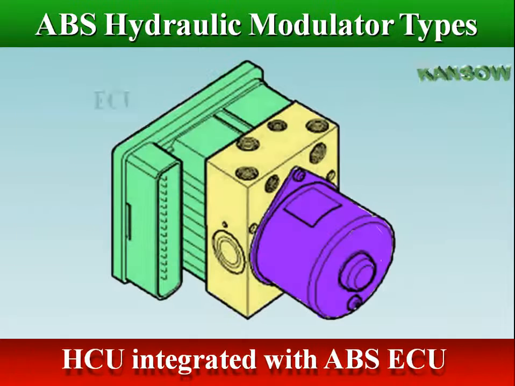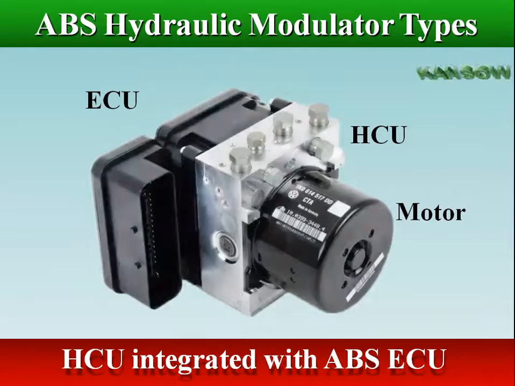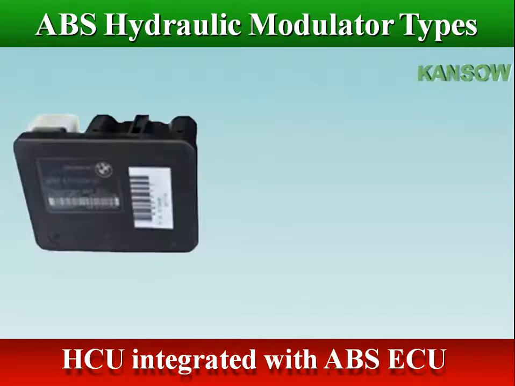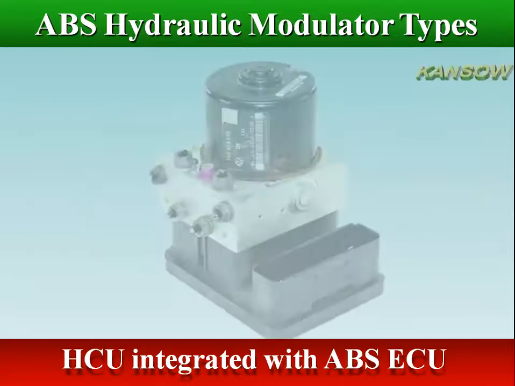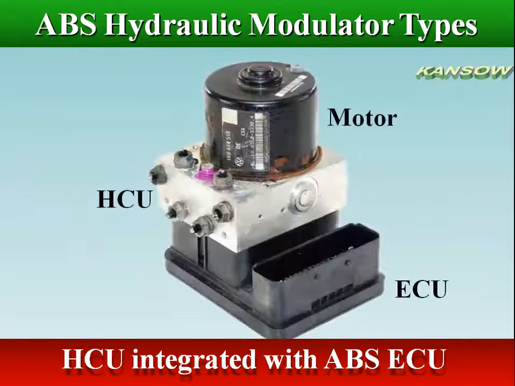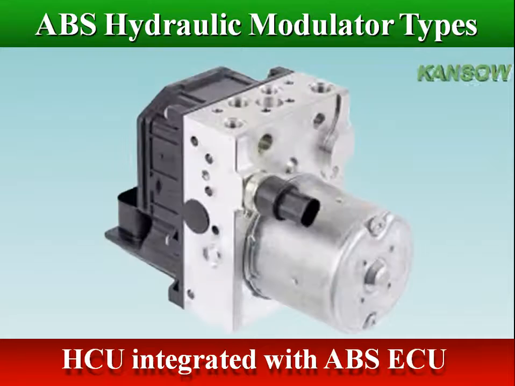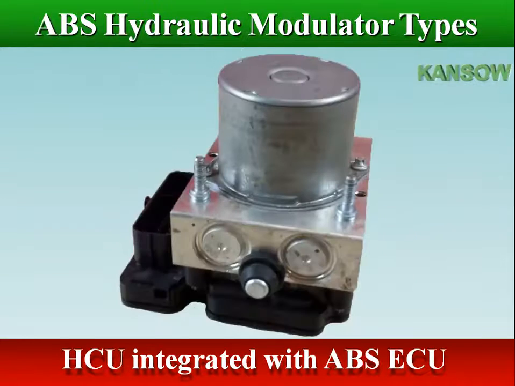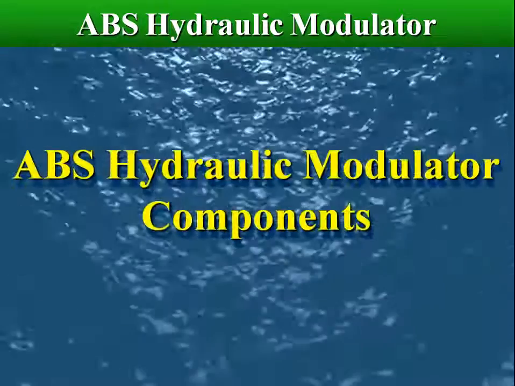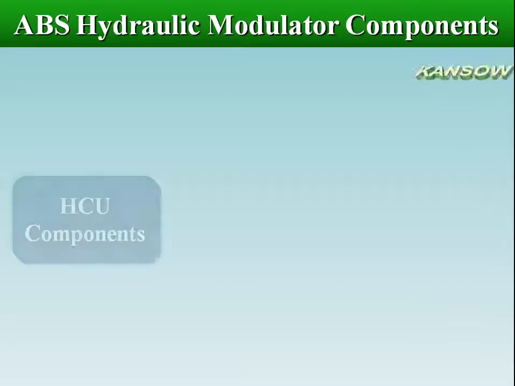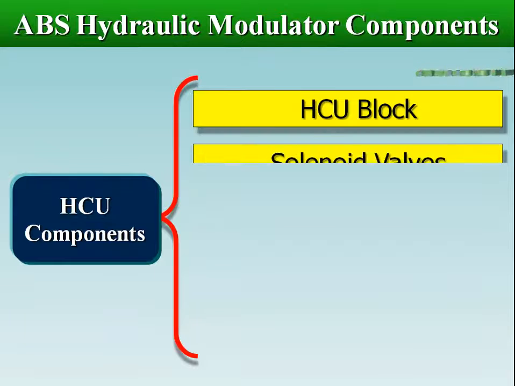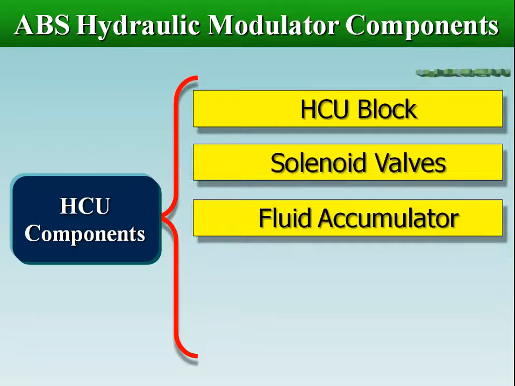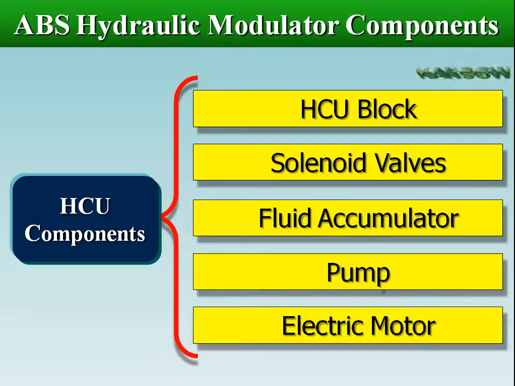The pump motor, hydraulic control unit, HCU, and control module, are mounted together in one compact assembly. ABS hydraulic control unit contains HCU block, solenoid valves, fluid accumulator, pump and electric motor.